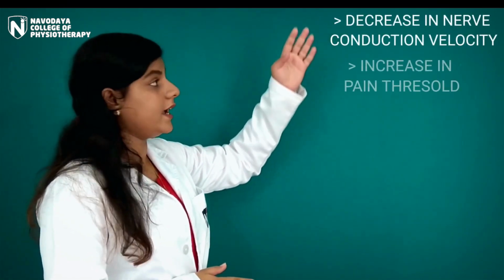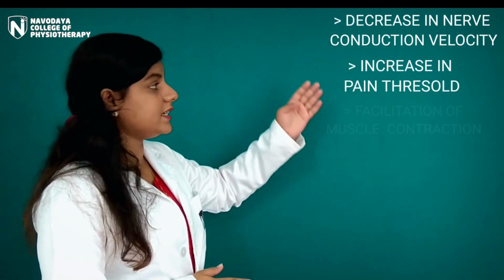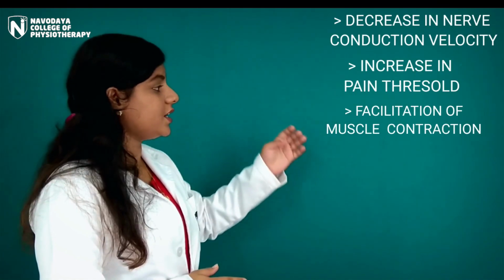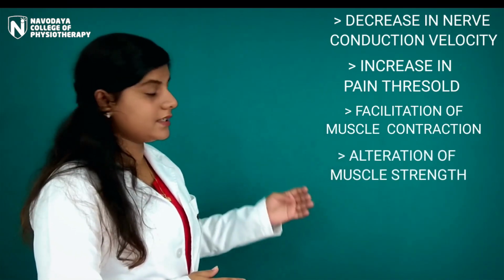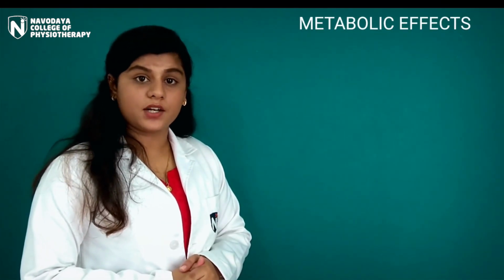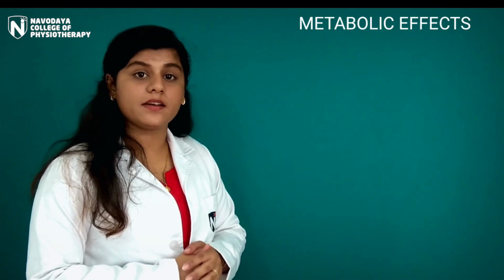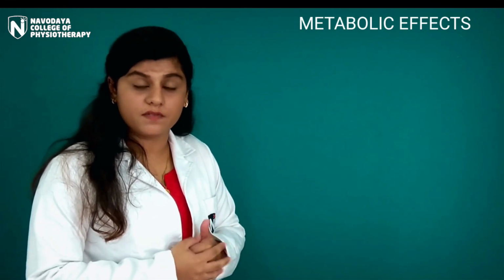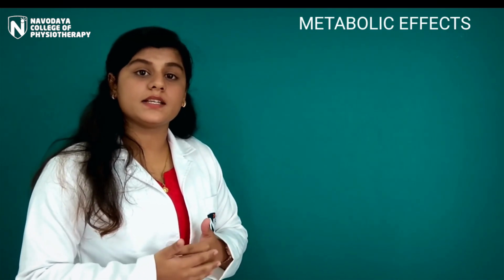So now let's discuss the neuromuscular effects. First is the decrease in nerve conduction velocity, increase in pain threshold, facilitation of muscle contraction, alteration in muscle strength, and lastly a decrease in spasticity. Now coming lastly to the metabolic effects of cryotherapy, it has been established that on application of cold, the metabolic rate is reduced. That is why it is recommended in acute inflammation, where there is an abnormal increase in metabolic reactions. Coming on to the general effects of cryotherapy.